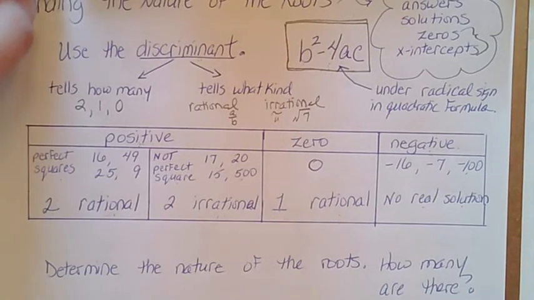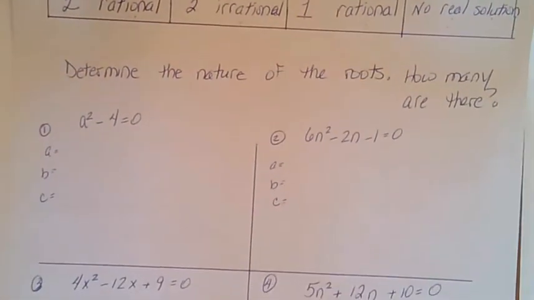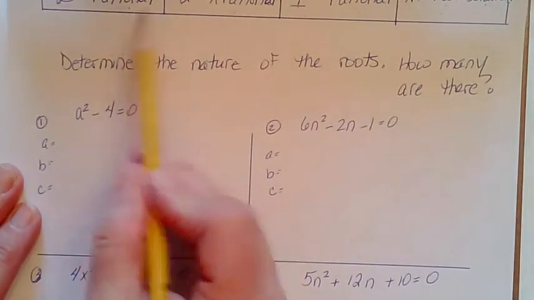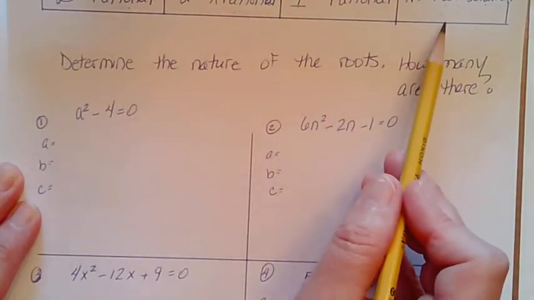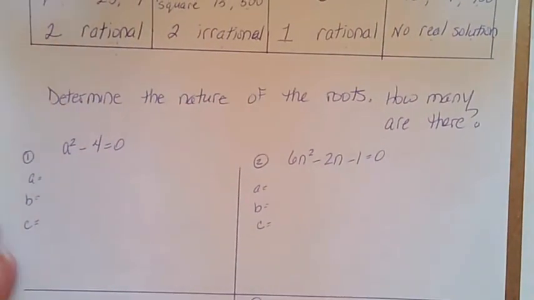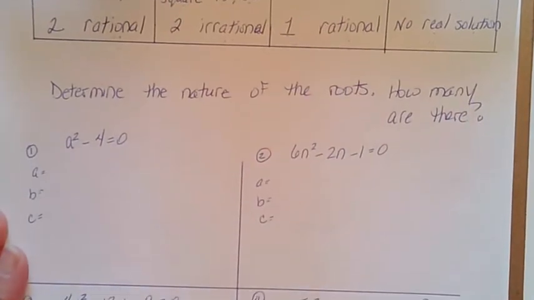All right, let's do an example for each one of these possibilities. We are going to determine the nature of the roots, which means, are they rational or irrational, or maybe there's no solution at all, and how many are there? Are they 1, 2, or 0? Okay, so let's start here.